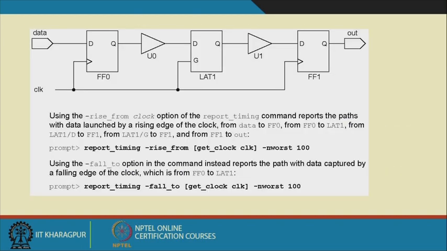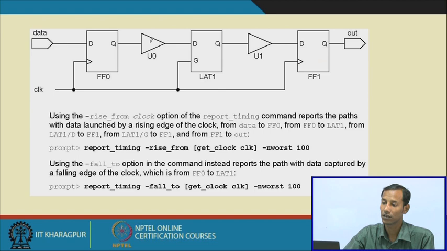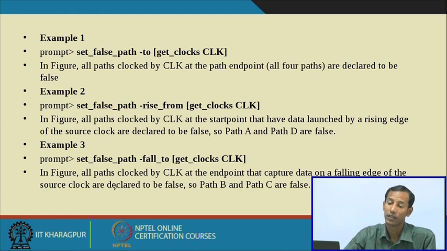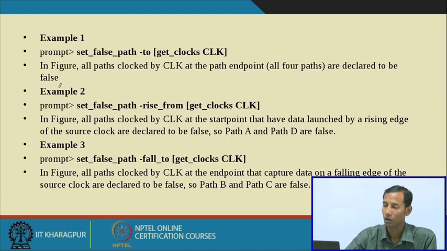So here you see, I am having three registers which pass through two buffers. Then this set_false_path with get_clocks, clock with respect to clock. So clock is this port. In this figure, all the paths clocked by the clock at the path endpoint are declared to be false.